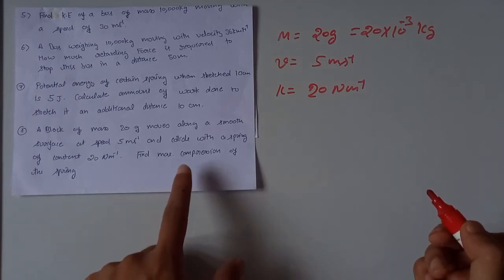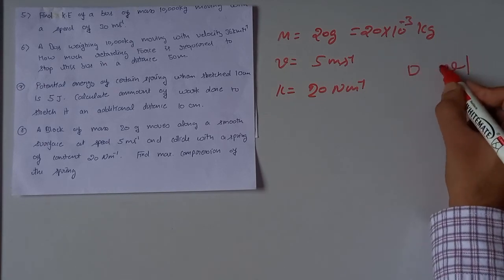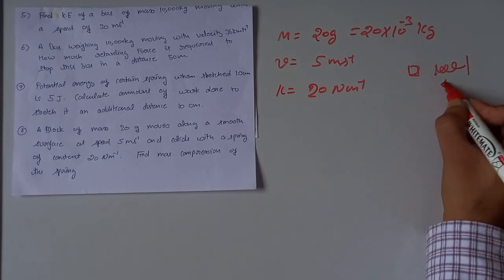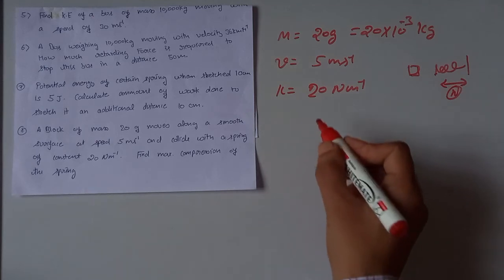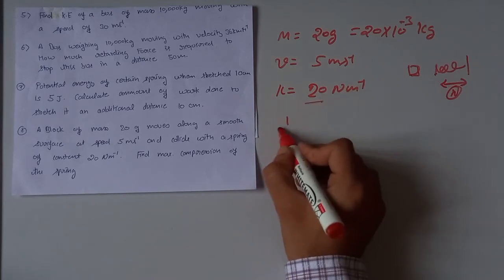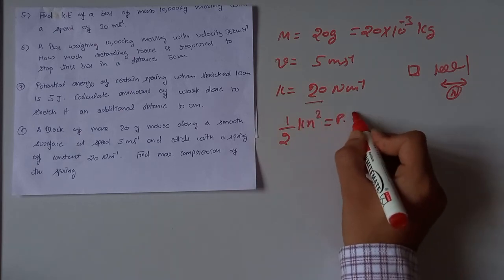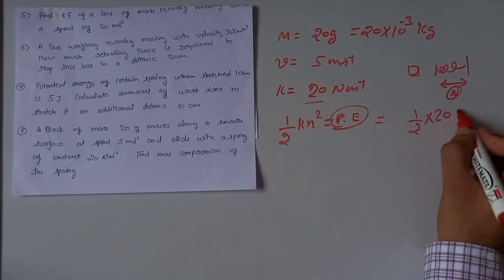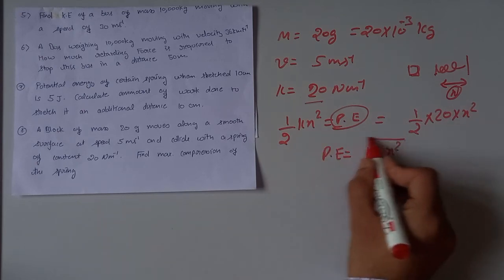Here we have to find the maximum compression. For example, this is a block and this is a fixed spring. When we collide this block with the spring, we calculate the compression of the spring. In layman language, we have to calculate this distance x. We know the spring constant is 20, so the potential energy is half kx squared, which is half into 20 into x squared, that is 10x squared.